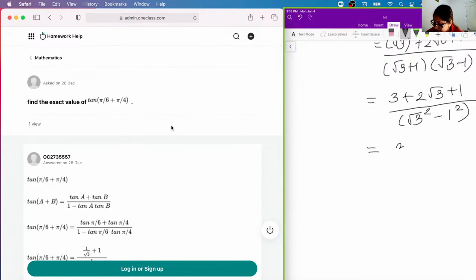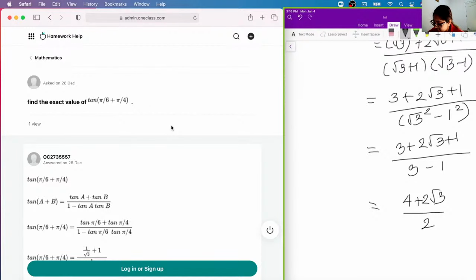So we have 3 plus 2 root 3 plus 1, right? You can further simplify the bottom. However, I said that if you square a root, the root gets cancelled out with the square, and you're just left with that number. So in this case, 3. 1 squared is 1, and then you basically have 3 minus 1. And if you want to simplify this more, you have 3 plus 1, which is 4, plus 2 root 3, and in the denominator you have 2.